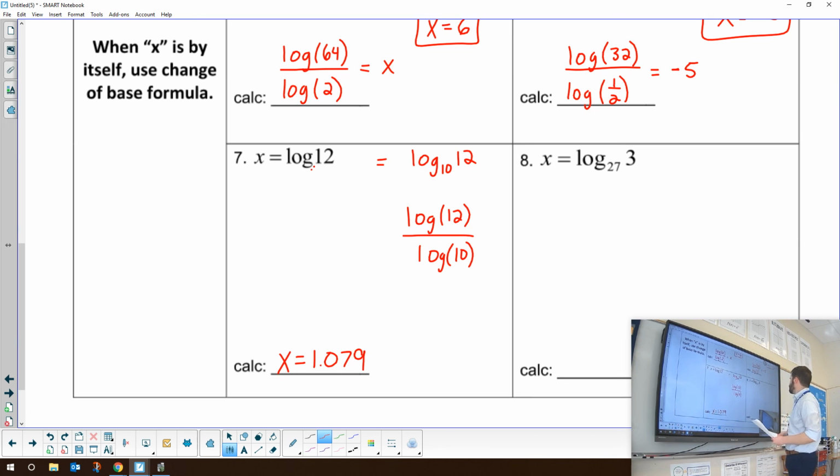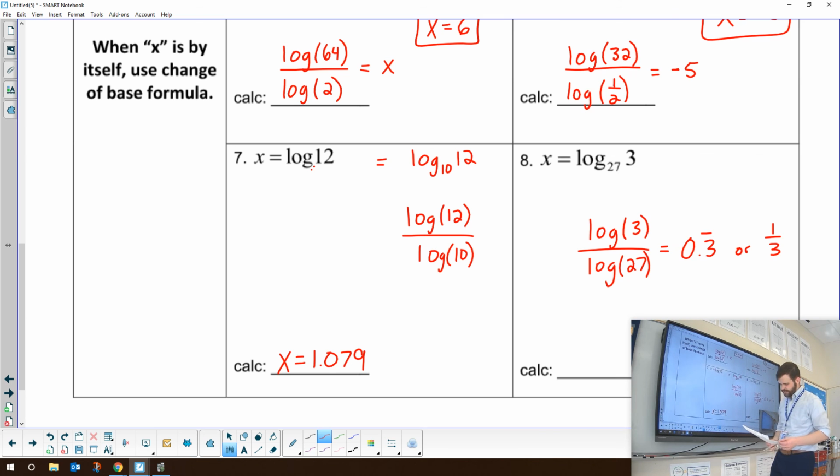Okay. Next up, we have log base 27 of 3. Once again, we're going to go log of 3 over log of 27. Plug that into our calculator, and we should get 0.3 repeating, or 1/3. So anyways, that's our first section.